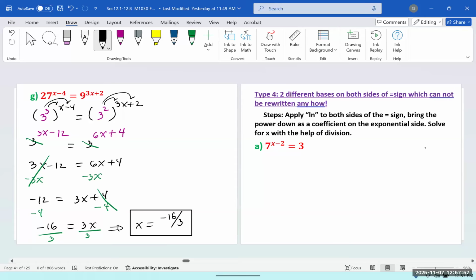Now the fourth type. In this type, we have two different bases on both sides of the equal sign, which cannot be rewritten anyhow. So on the left side, we have base 7. On the right side, we have base 3. There's no way we can change them into anything else. Both of them are prime numbers.